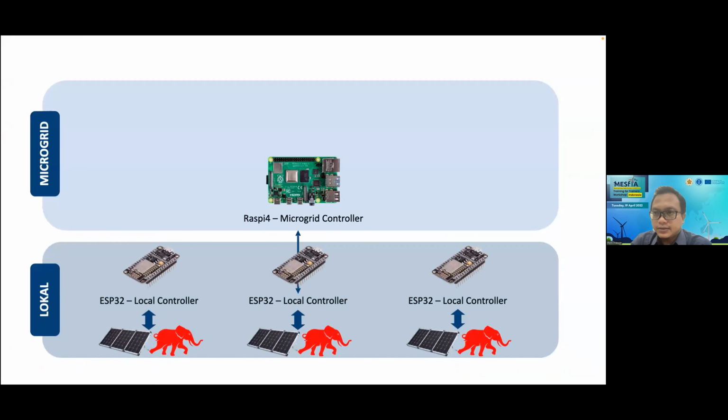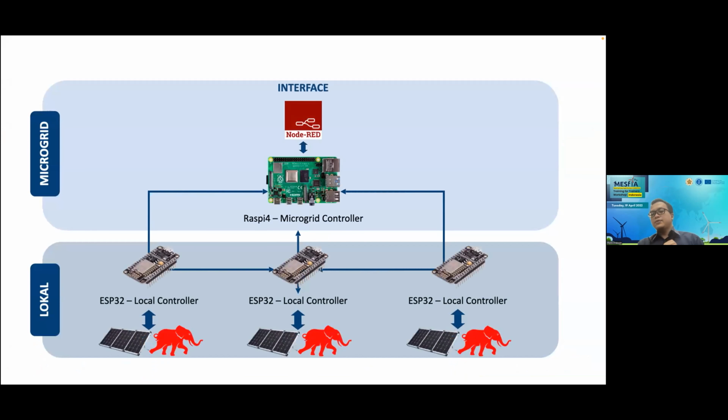The ESP32 is a microcontroller which is quite cheap, and it also has Wi-Fi. Then we have a microgrid controller, so maybe this can control several PV in the area. We are using Node-RED in order to have an interface with another SCADA, for example, or a user interface with the operator.